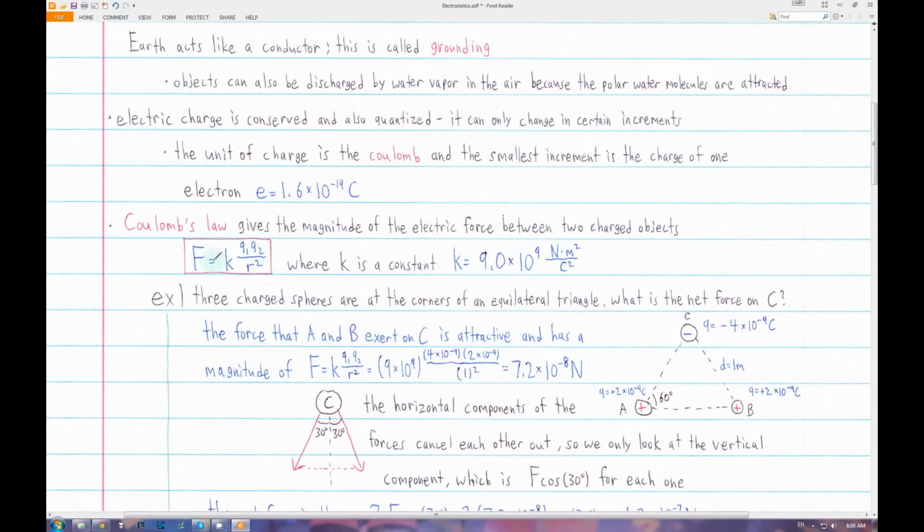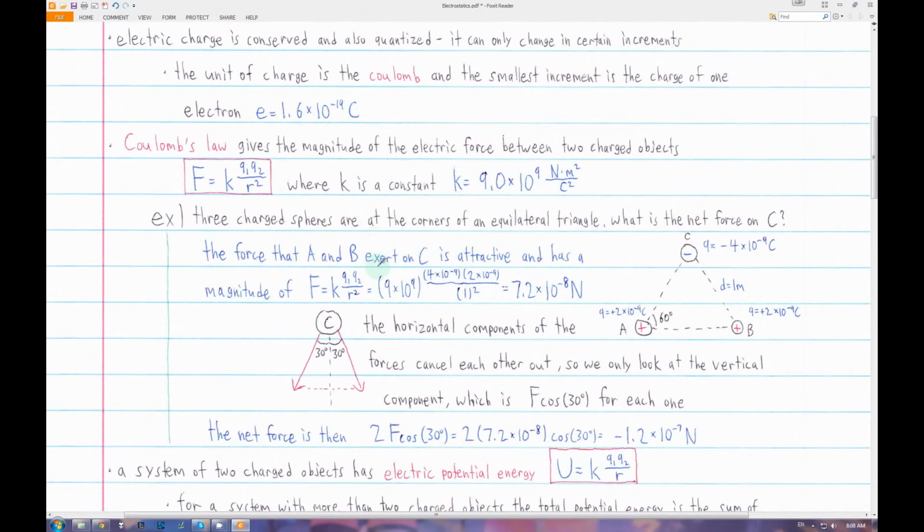So the big difference is that the K, the constant here, is 9 times 10 to the 9th. So it's much larger than the big G. And remember, this only finds the magnitude. To find the direction, all you have to do is look at if the two charges are repelling or attractive.